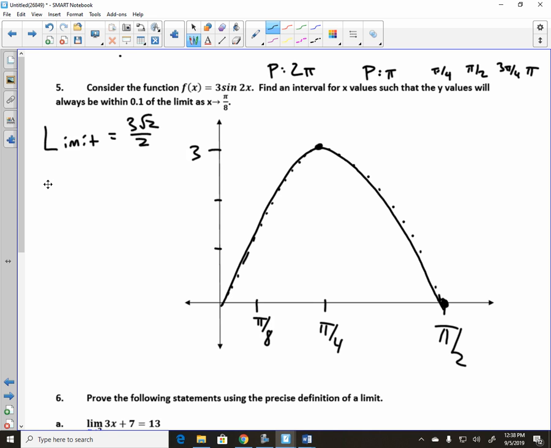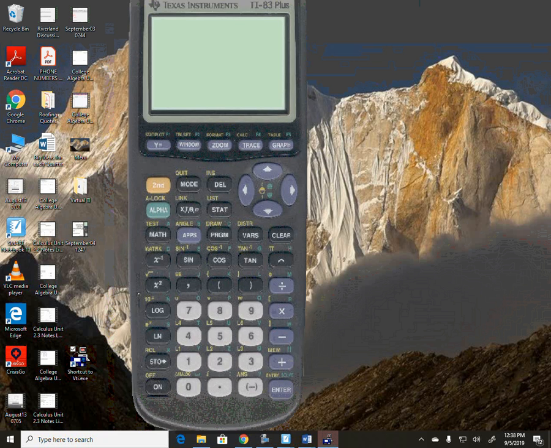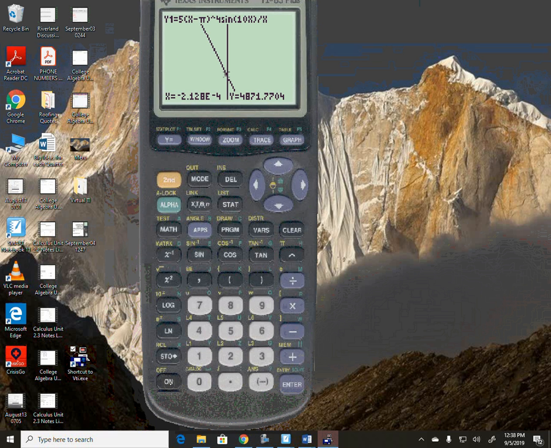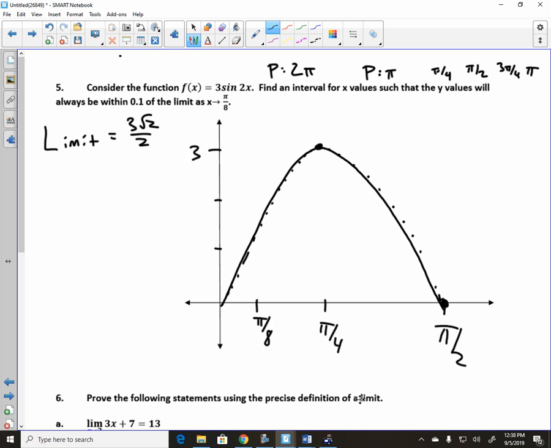Let's come up with a decimal there, okay? So I'm going to take my handy-dandy calculator and turn this guy on, and I'm going to go 3 roots of 2 divided by 2, and I get 2.12. So we're going to roll with 2.12. Is everybody okay with that? All right, so 2.12 is what we're going with. So it looks like right about here.